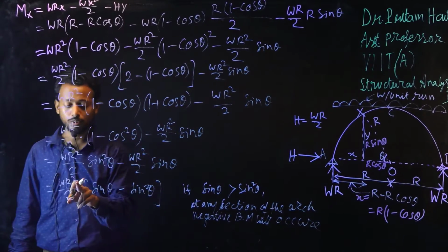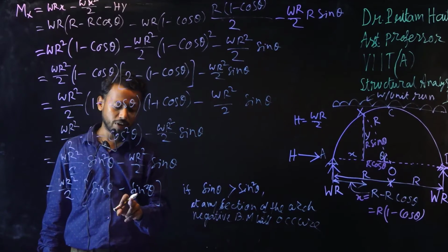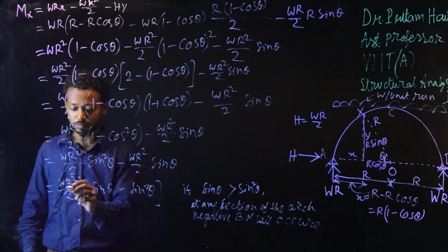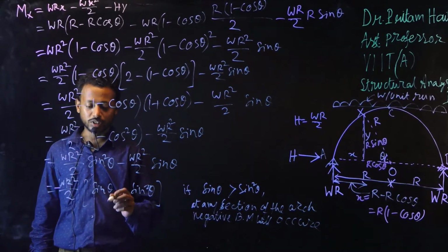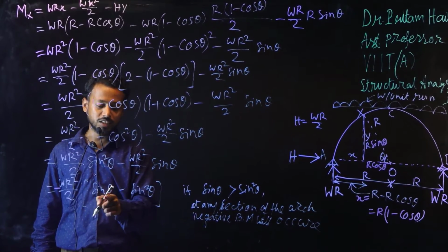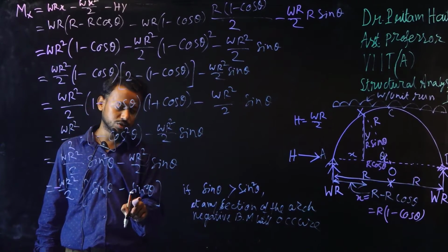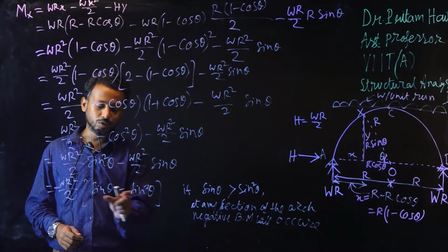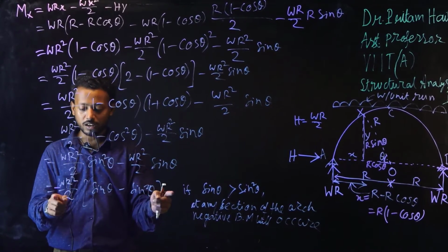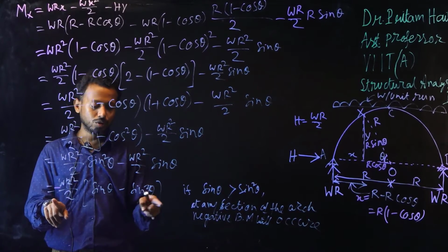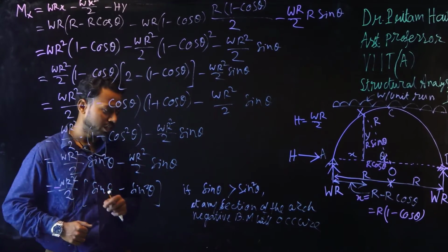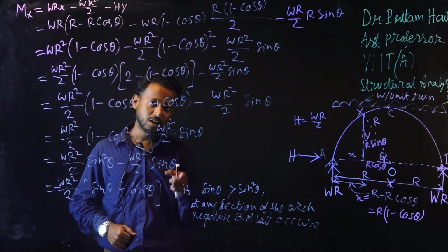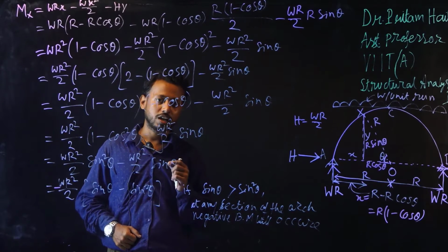x will be WR square by 2 into sin theta minus sin square theta. Now in this equation, if you see, this is minus, this is minus. So if this sin theta is greater than sin square theta, then what we will have? This is greater than this, so this term will be positive and the entire term will be negative due to this sign. So we will have hogging moment. Okay, if the sin theta is greater than sin square theta, this moment will be negative, that means hogging moment will occur at a section of the arch, right?